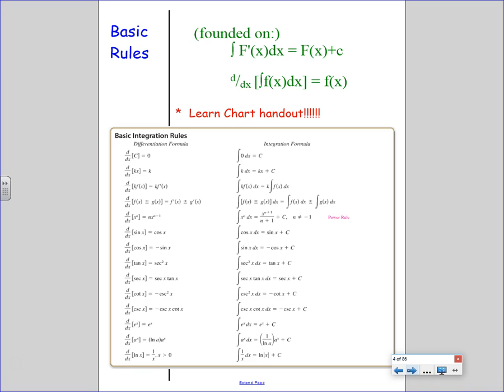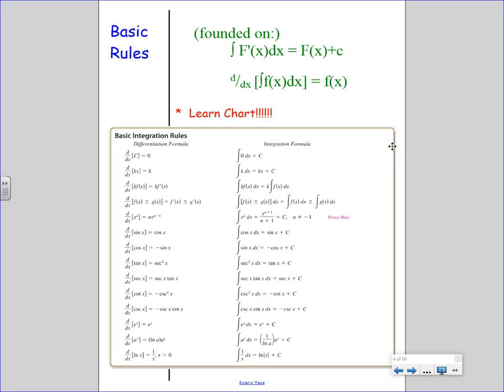Let's go ahead and write down this first and let me zoom in on the rules. Now, the nice thing is you don't have to write both sides. I'm just going to have you write the integration formulas. This chart, I believe, is in your book. If you do want to, you can write the integration and go back and get the derivatives.